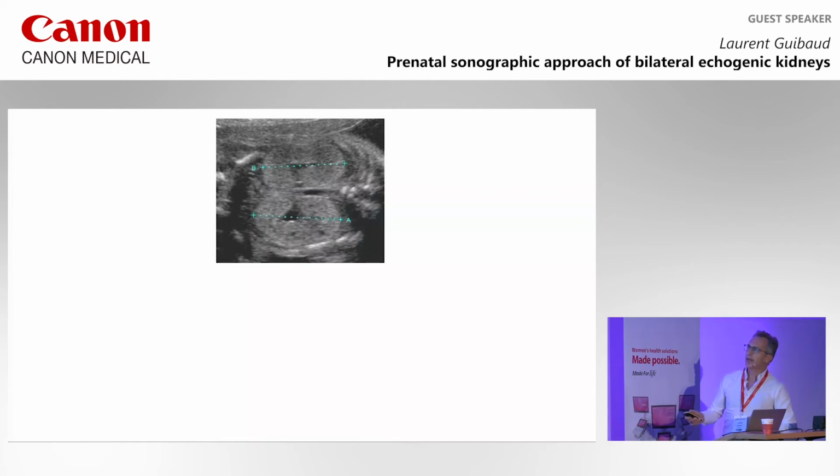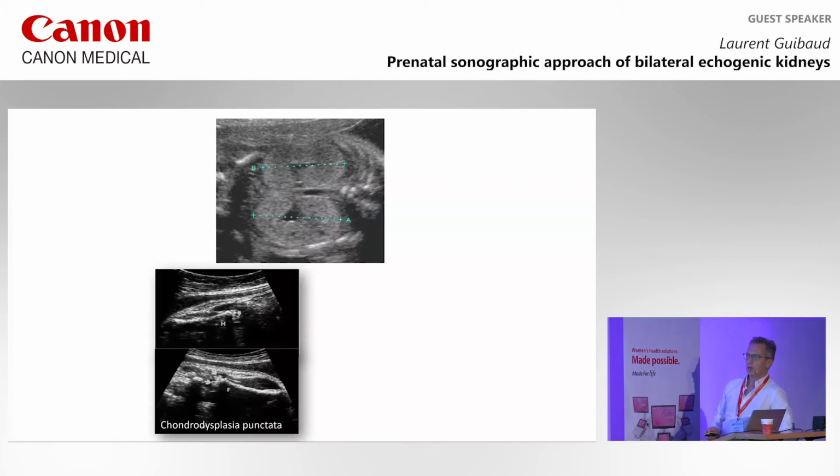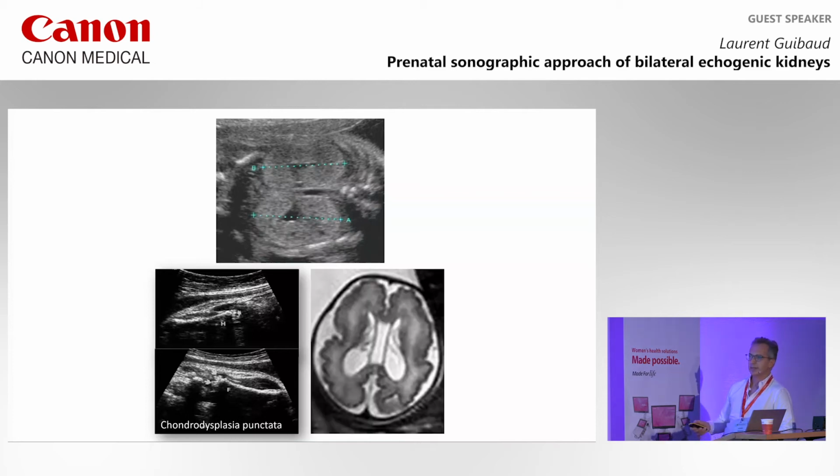Now, look at these kidneys. They look completely echogenic. But if you do your whole screening, you see that when you look at the epiphysis, there is calcification of the epiphysis here and here. So you are dealing with a chondrodysplasia punctata. So you have this, but you have also this. Look, there is a diffuse polymicrogyria. What is the diagnosis?